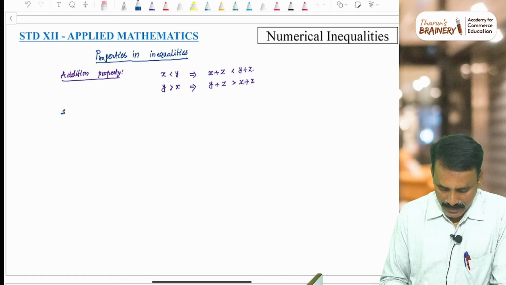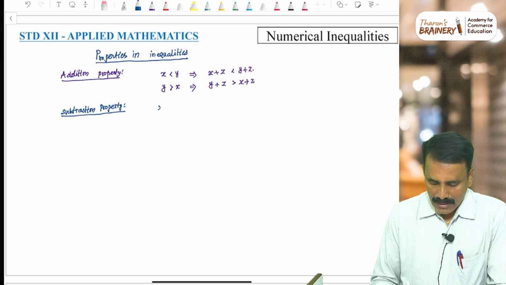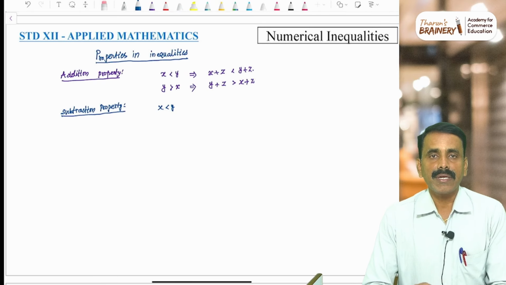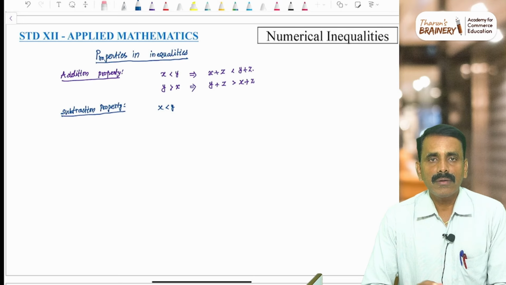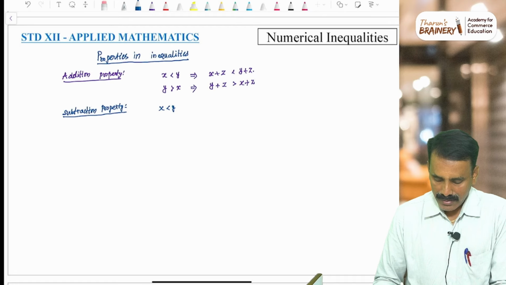Subtraction property. If x is less than y, if I subtract any constant on either side, okay, both the sides we have to do. If we subtract some constant on both the sides of the inequality, the inequality remains the same. The sign is not going to change. That is, x is less than y will imply x minus z is also less than y minus z.